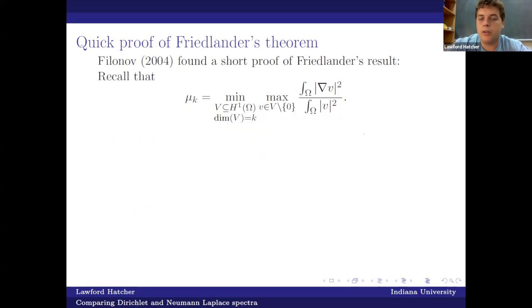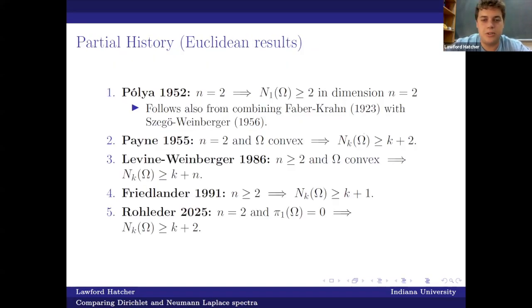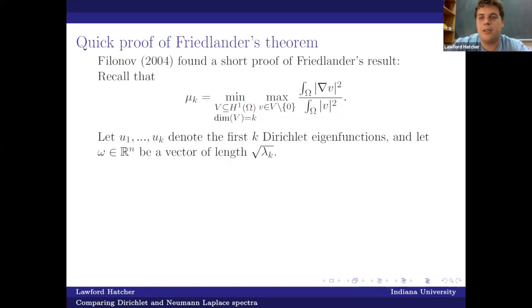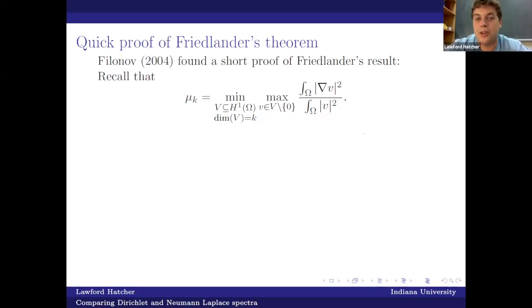Right, so I want to give a quick proof of Friedlander's result. I mostly want to show it because it's a very quick and easy proof that was found by Filonov a few years after Friedlander's article. And this just gives you a flavor of how we prove things like this. Basically every proof today comes from min-max theory.